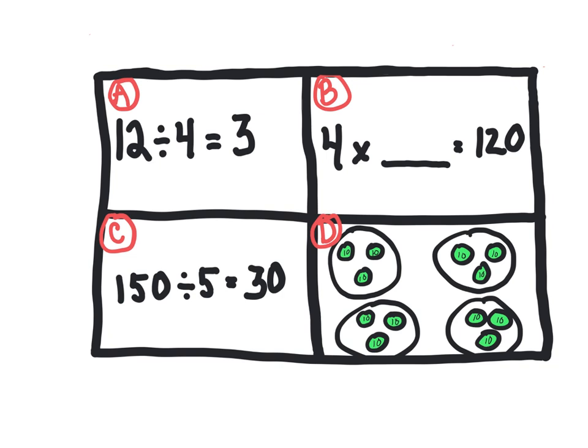When we look at this chart here, in box A we see 12 divided by 4 equals 3. Then in B we see 4 times what gives us 120. In C, 150 divided by 5 equals 30. And then we have these groups of 10 placed into 4 equal groups. Which one kind of matches each other?